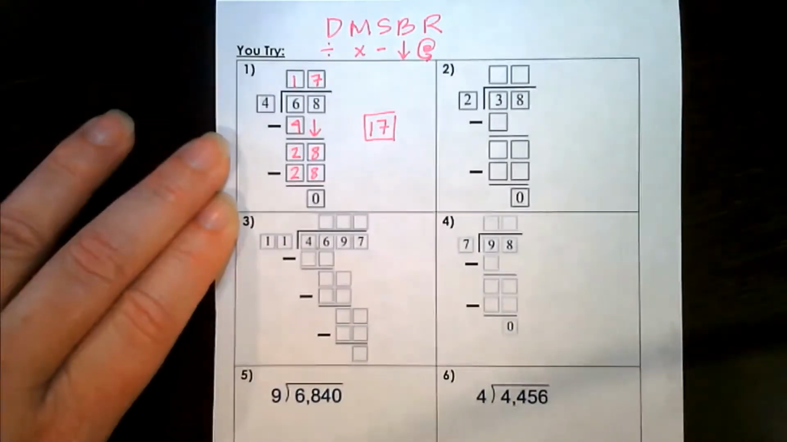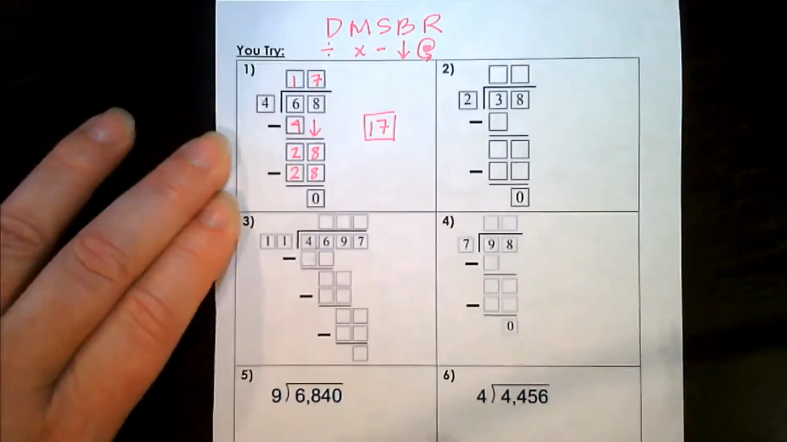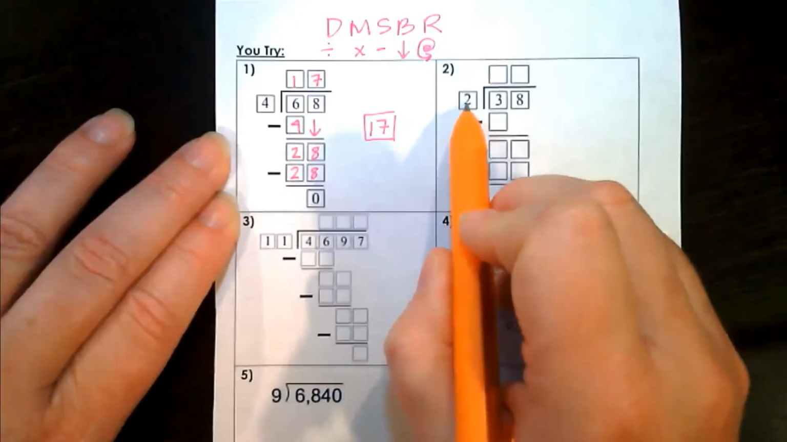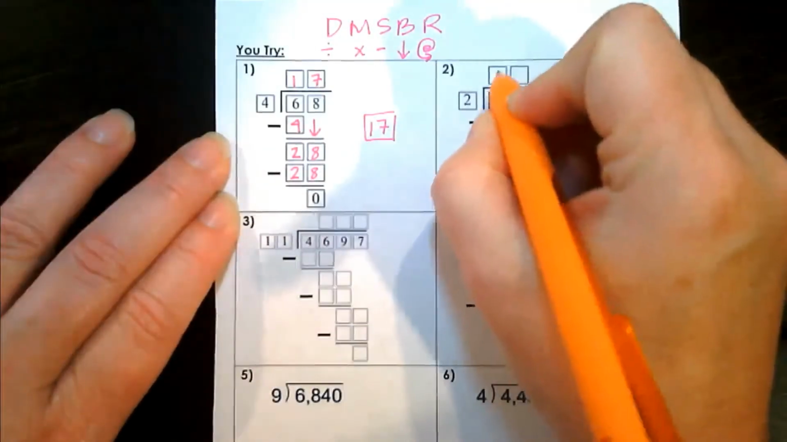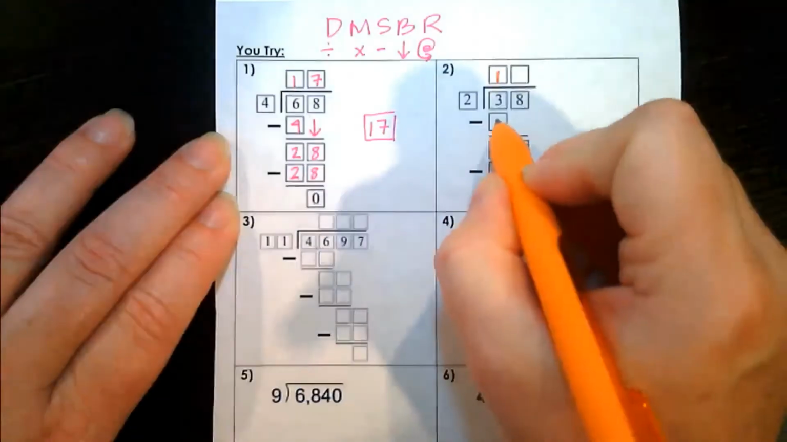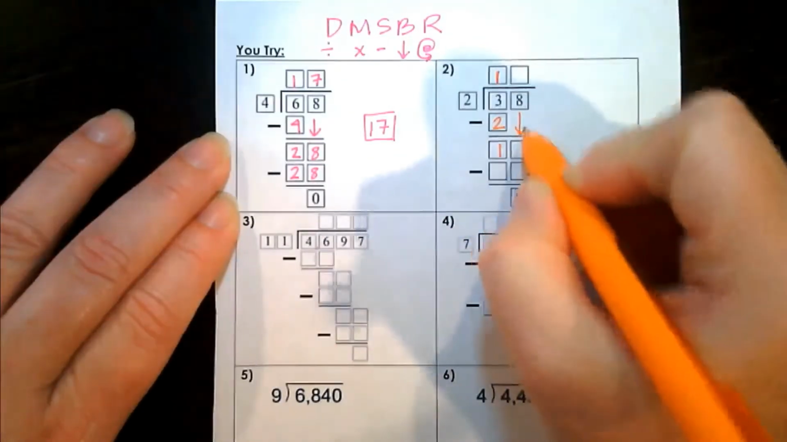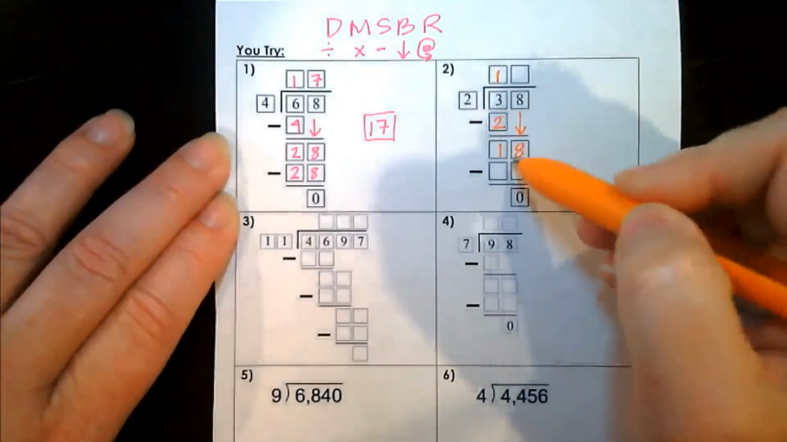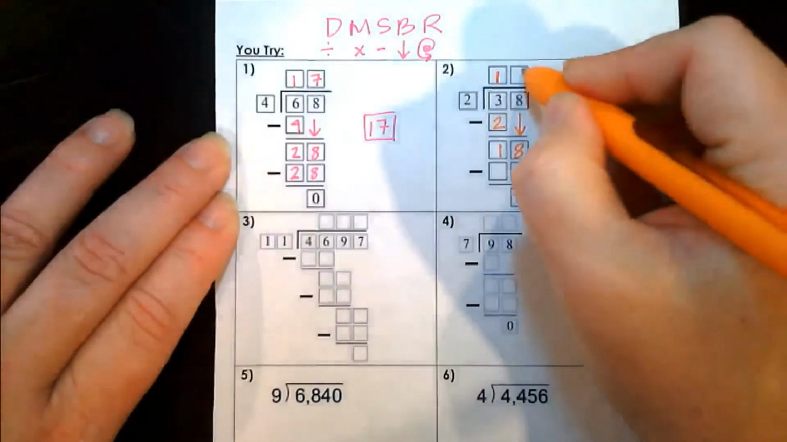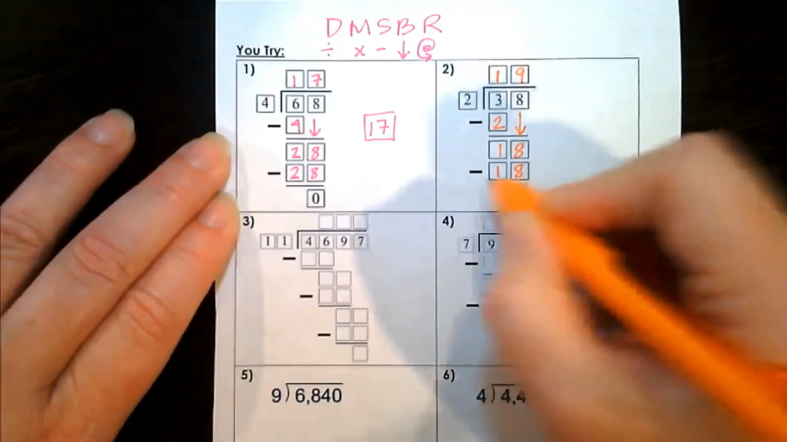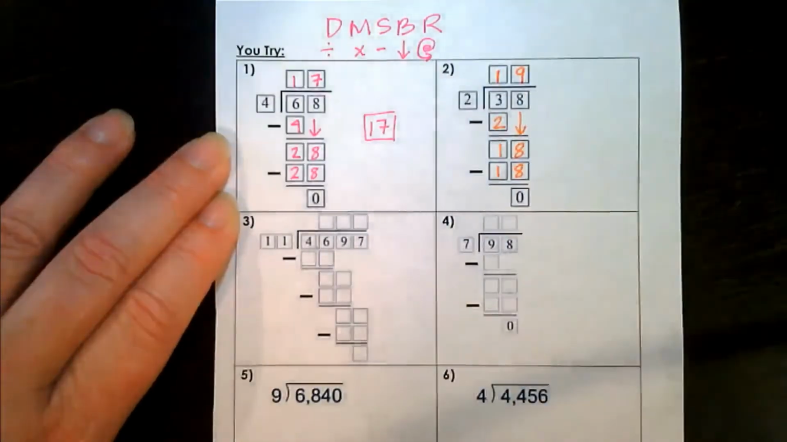All right, remember to pause the video between questions. Make sure you've copied down question number 2, and we will continue. In question number 2, we start with divide. 2 goes into 3 one time. 1 times 2 is 2. Then I subtract, and then I bring down. 2 goes into 18 9 times. 2 times 9 is 18. Then I subtract, and I'm at a remainder of 0.